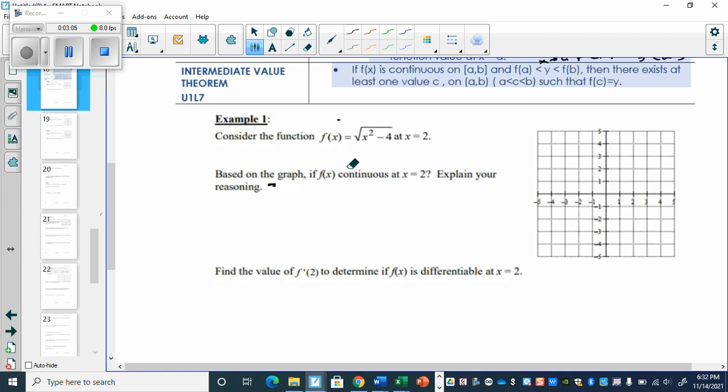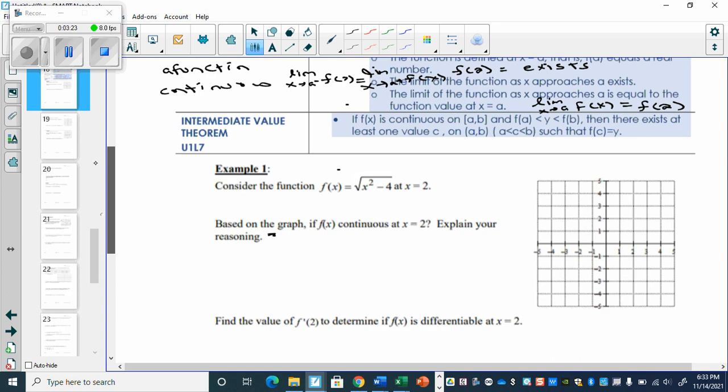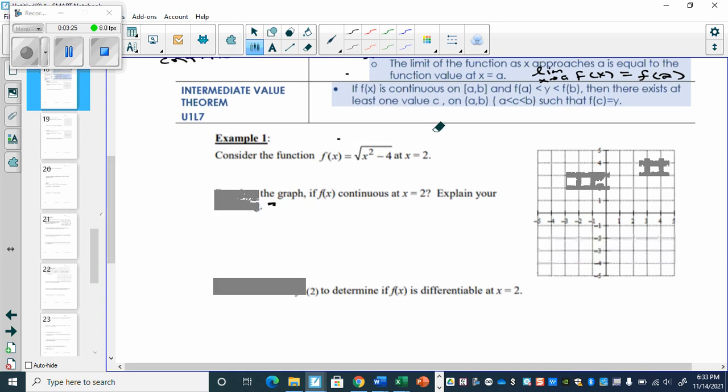So here we don't have to differentiate at all. What we need to do, this is based on the graph of f of x. If f of x is continuous at x equals 2, explain your reasoning. So you're going to justify using those three principles. I will not do it for you, but you will need to check the following things. So here, a equals 2, or literally, it's your x value.